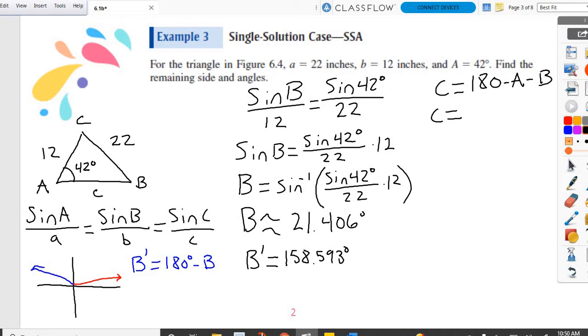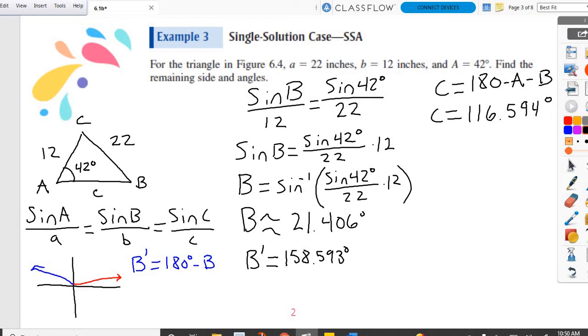Yes, there are lots of decimals because we're not dealing with exact numbers this time. 116.594. So that is C.